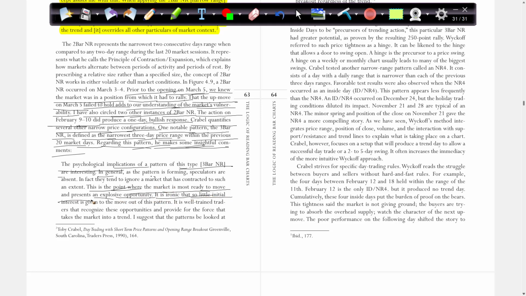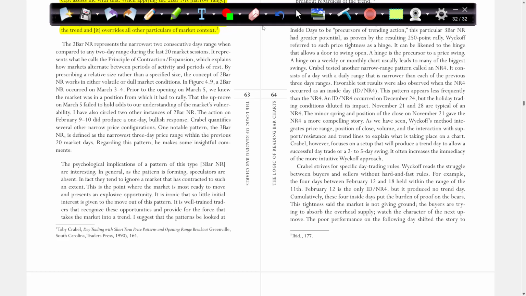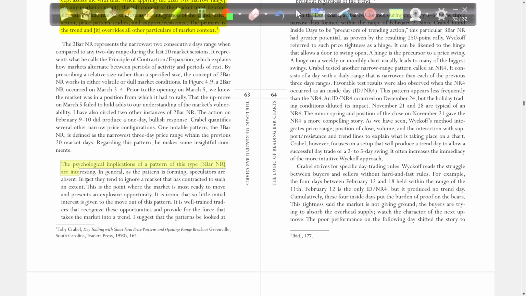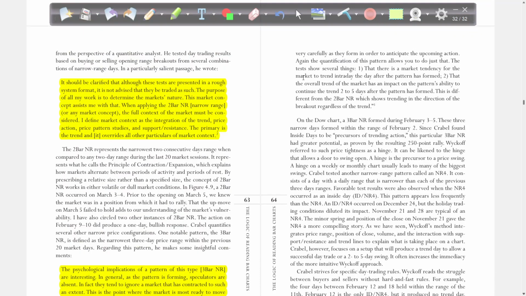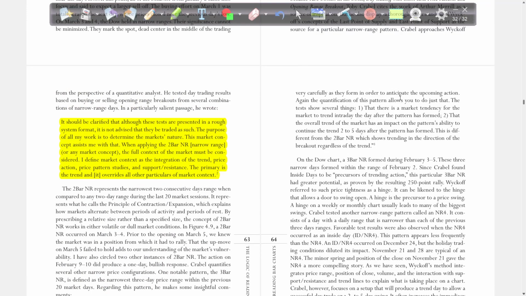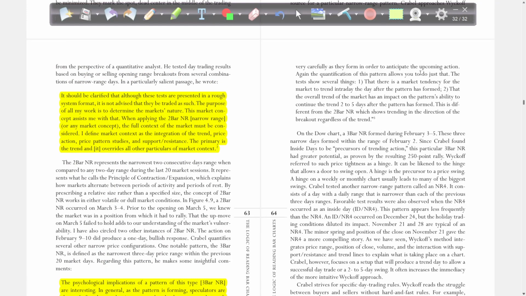It is ironic that so little initial interest is given to the move out of this pattern. It is well trained traders that recognize these opportunities and provide the force that takes the market into a trend. I suggest that the patterns be looked at very carefully as they form in order to anticipate the upcoming action. Again, the quantification of this pattern allows you to do just that.